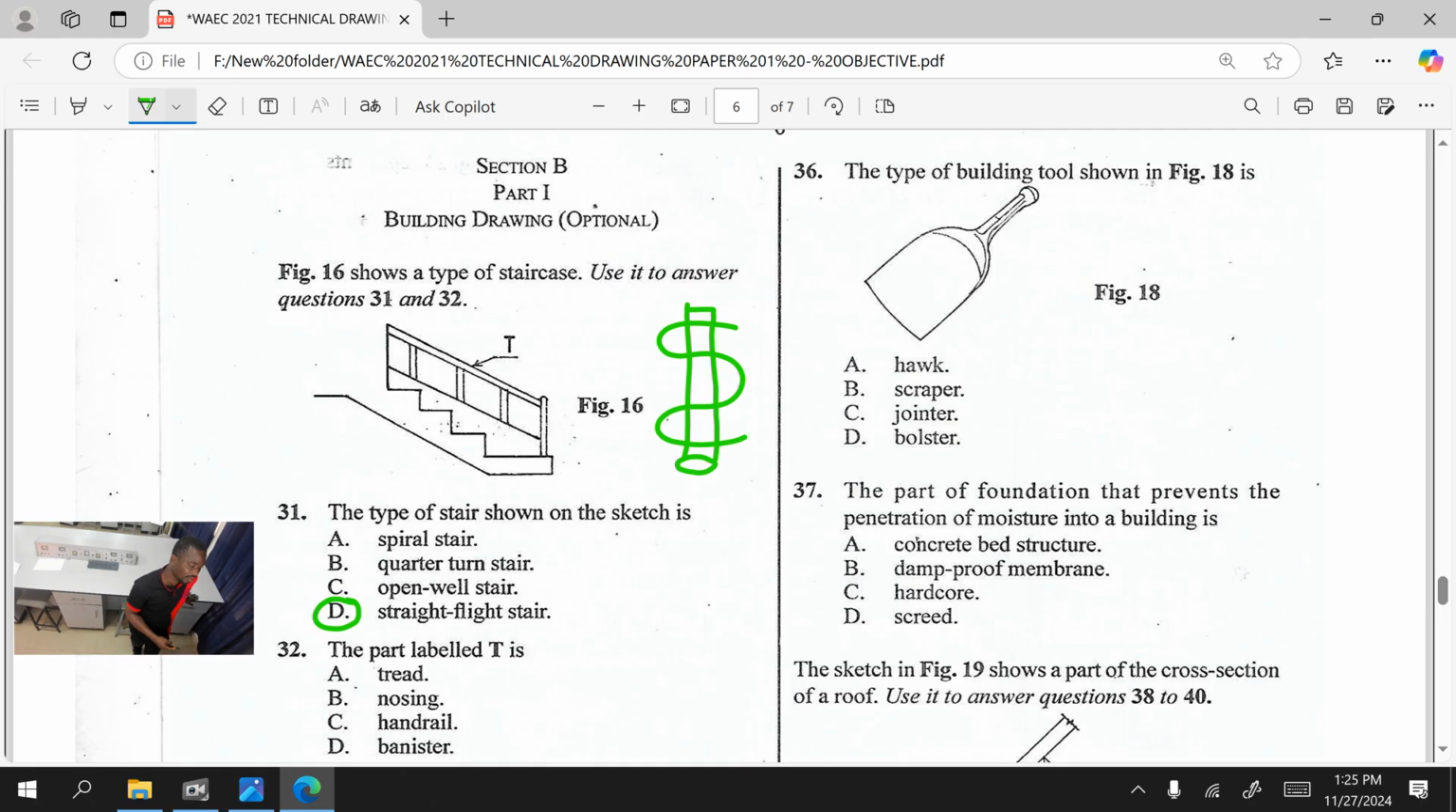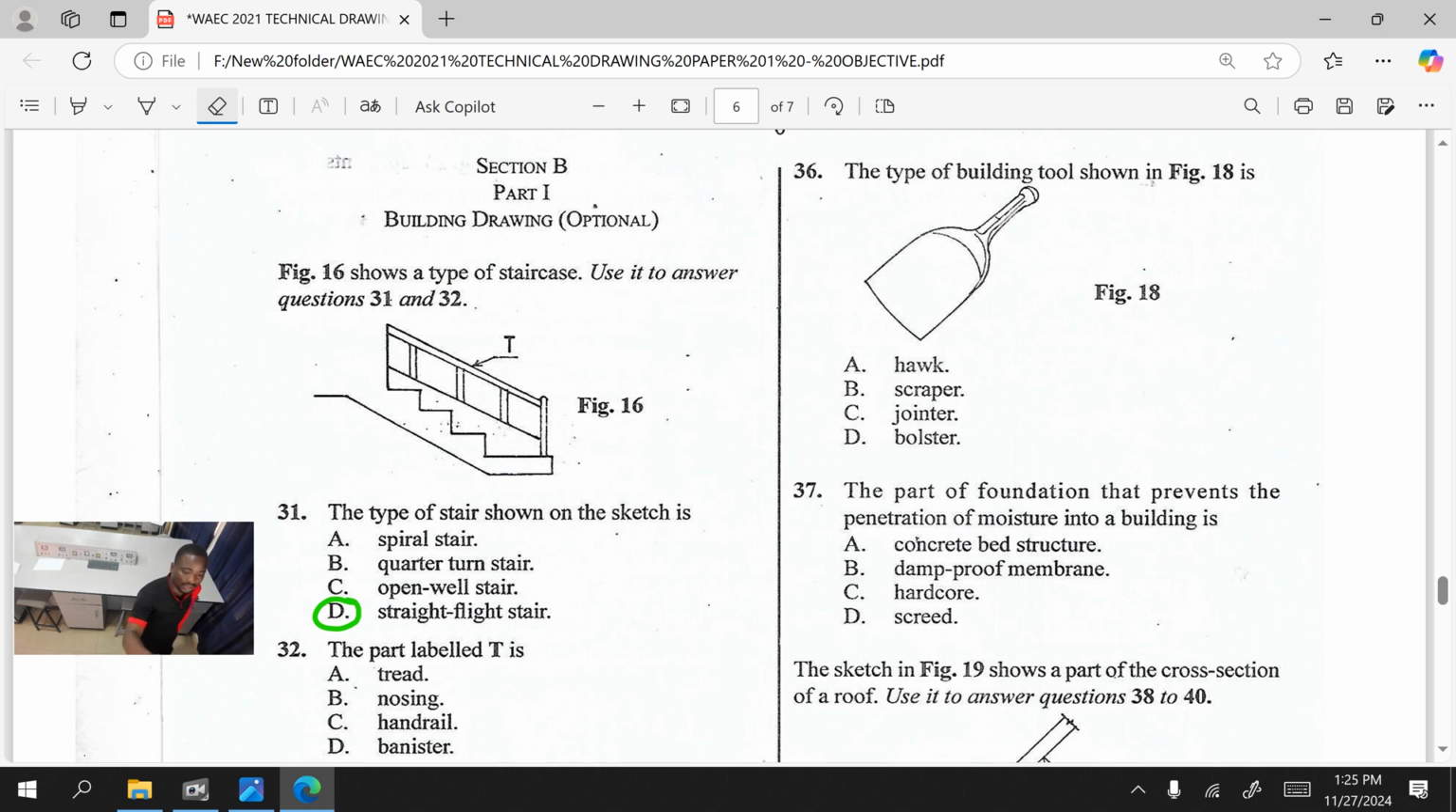Quarter turn stairs is definitely going to have a quarter turn, and it's going to turn to one side. In this one there is no turn. Open well stairs is going to have a long amount of stairs for a high-rise building, and you're going to see an open part in it.